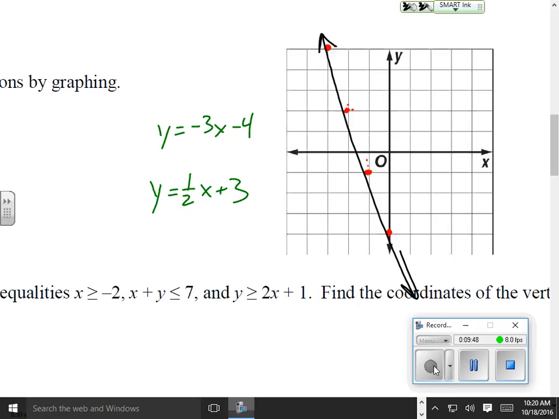Then I have 1/2 x plus 3. Positive 3 is its y-intercept, and it has a 1/2 slope, so up 1 over 2, up 1 over 2, that same pattern. I think that's going to be my point of intersection. So the line that goes through those points looks like this. That is my point of intersection. According to that, it is negative 2, 2.